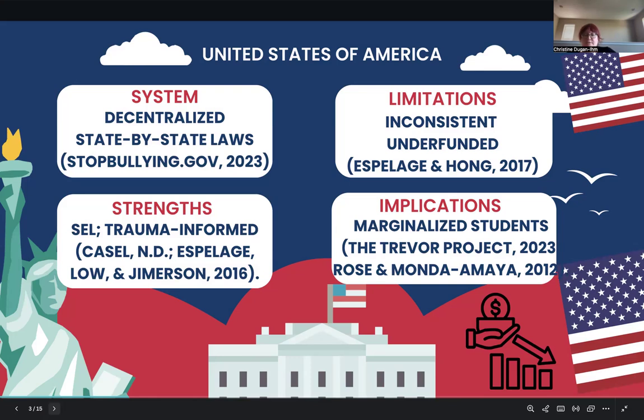So the implications of that: between 52 and 60% of marginalized students, particularly gay and lesbian students, report that they feel unsafe at school and have been bullied. These inequities reveal that despite the strong frameworks in the United States, these frameworks alone are obviously insufficient without consistency, adequate funding, and accountability.